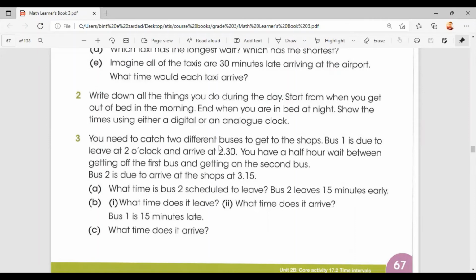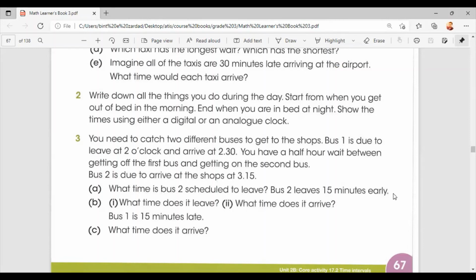You need to catch 2 different buses to get to the shop. Bus 1 is due to leave at 2 o'clock and arrive at 2:30. You have a half hour wait between getting off the first bus and getting on the second bus. Bus 2 is due to arrive at the shop at 3:15. What time is bus 2 scheduled to leave?